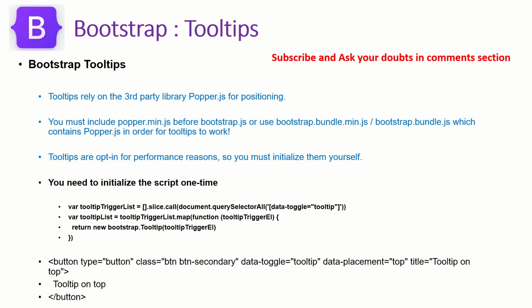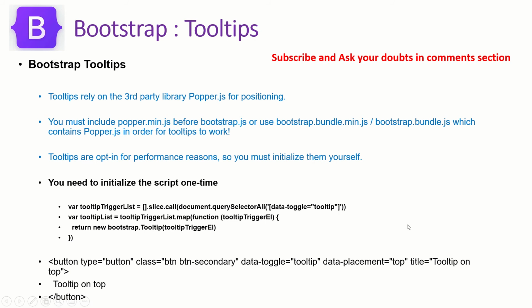First, include popper.min.js, then initialize the one-time script, and apply it on the elements that you want to use, right? And the data toggle will be tooltip, like how we have seen in dropdowns. It will be data-bs-toggle equal to dropdown. So here it will be data-bs-toggle equal to tooltip. In dropdowns, it will be data-bs-toggle equal to dropdown, right? So this is all about the theoretical explanation.